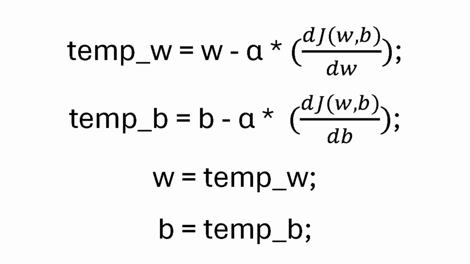So gradient descent is basically: check the slope, take a gentle step downhill, update W and B together, repeat until you no longer see any noticeable change in the cost.